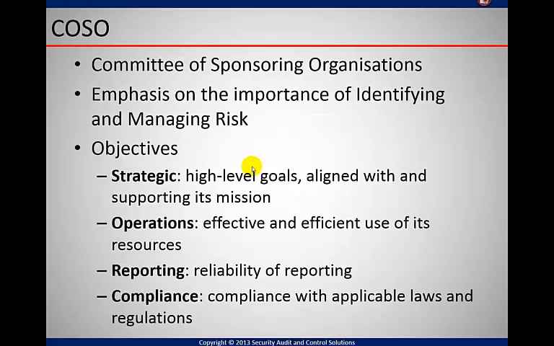COSO is the Committee of Sponsoring Organizations. The emphasis is on the importance of identifying and managing risk. We've got 4 objectives here. Strategic: our high-level goals aligned with and supporting its mission. Operations: such as the effective and efficient use of its resources. Reporting: the reliability of reporting. And compliance with applicable laws and regulations.